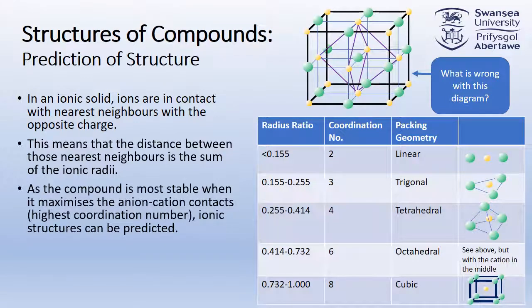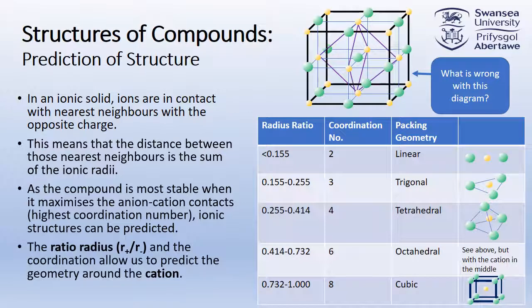Now, as we know, our compound is going to be most stable when it maximizes those anion-cation contacts. Okay, so when it's got the highest number of nearest neighbours, or the highest coordination number, and because of that, we can actually predict our structures, whether it's going to be linear, trigonal, tetrahedral, octahedral, or cubic. And we can do this by looking at the ratio of our ionic radii which are involved within those bonds, and also by using the coordination number. We can very closely predict that packing geometry around the cation.